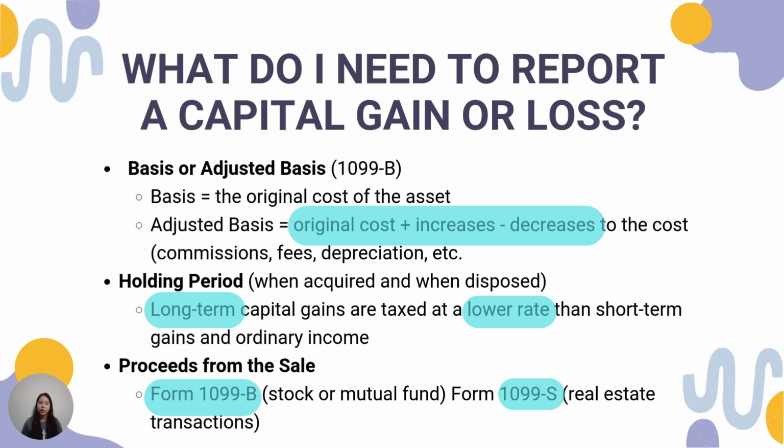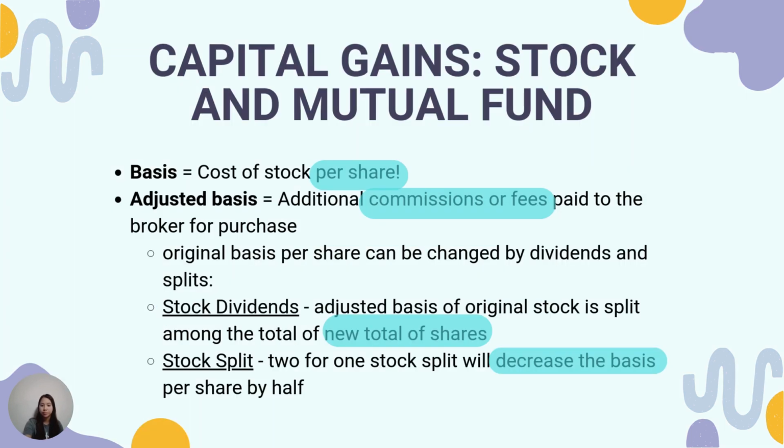The holding period is basically how long you've had the asset. And that determines what tax rate you're going to be taxed at because long-term capital gains have a lower tax rate than short-term ones. And the holding period is basically when the asset was acquired and when it was disposed. So you're going to look at the forms that the taxpayer brings in to determine the holding period. Proceeds from the sale. So again, Form 1099-B will denote any proceeds from the sale of a stock or mutual fund, and Form 1099-S will denote any proceeds from the sale of real estate. And the net sale is what you're going to be using to calculate capital gains or loss.